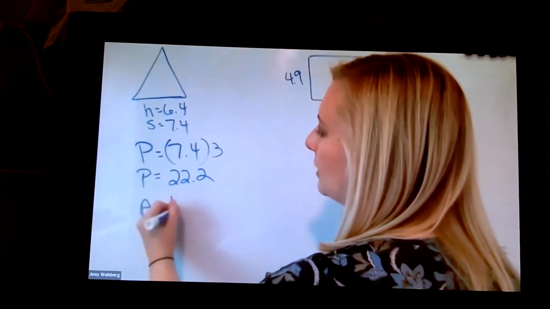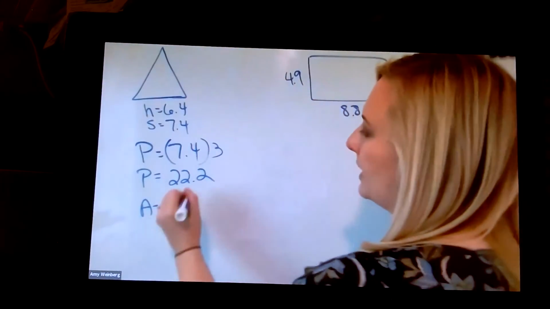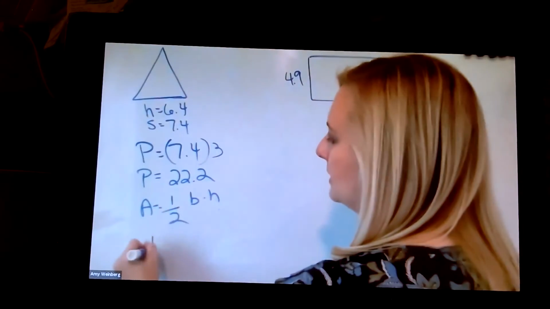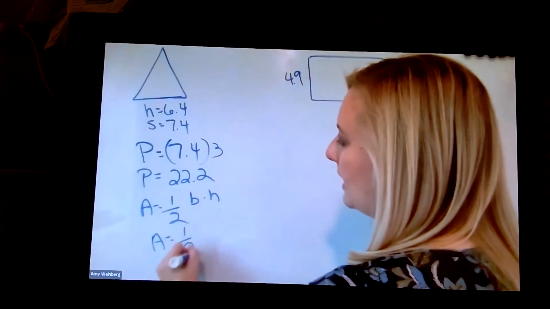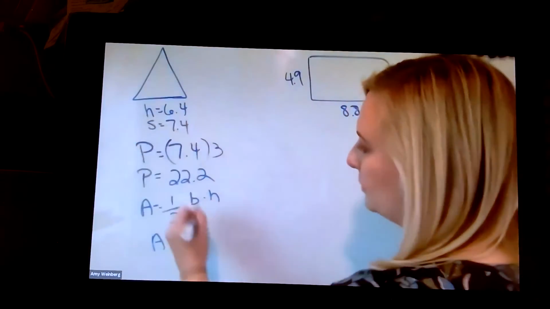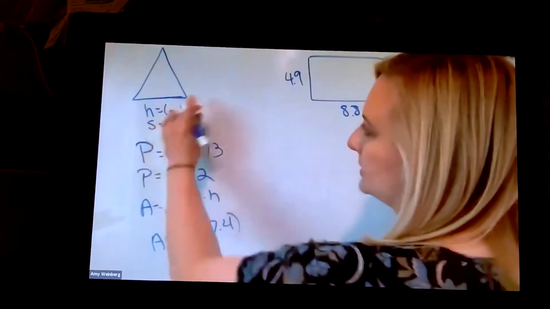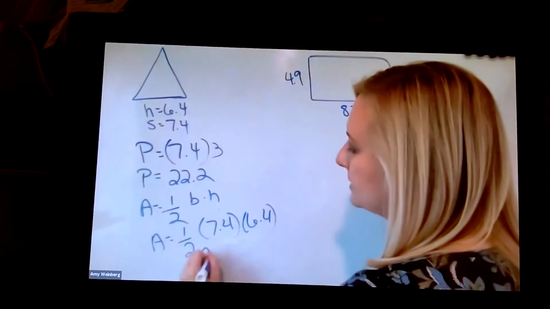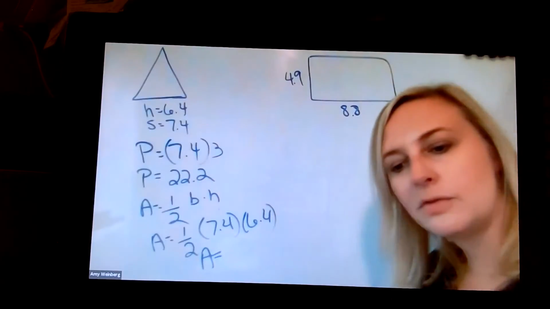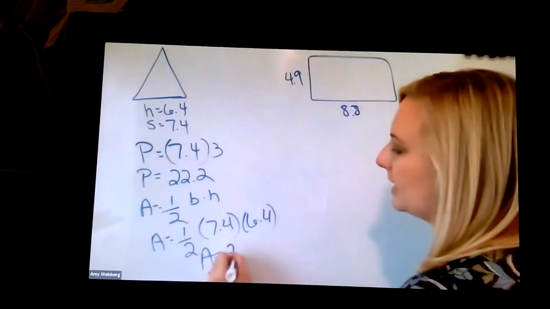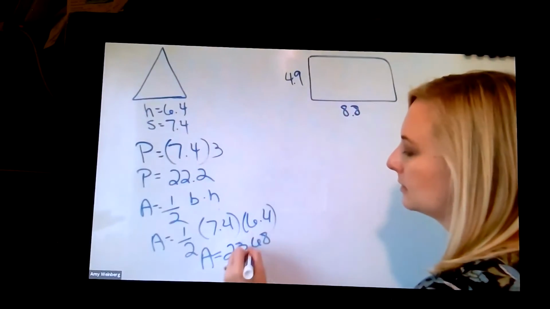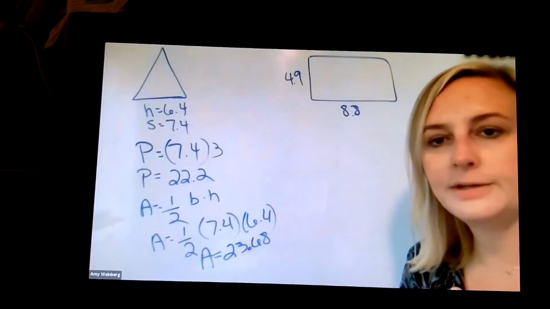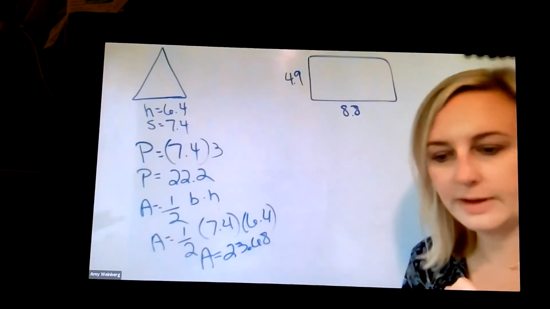Area for this one, area of a triangle is 1/2 base times height. So the area equals 1/2 times the base, which would be 7.4, right? Because that's this bottom side, times 6.4 because they told us the height. And so our final answer for that one should be 23.68. Good? Okay.